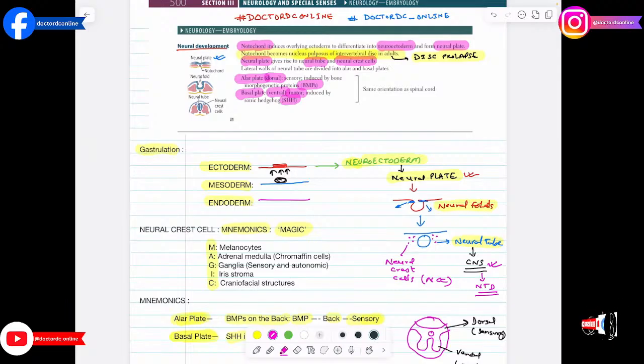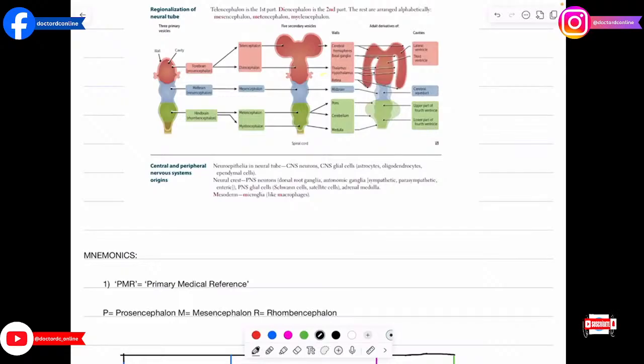Dear friends, in our last video we talked about how the neural plate folds into the neural tube and gives rise to the CNS. Today we shall zoom in on what happens after the neural tube forms, how it regionalizes into different brain vesicles, and how it gives rise to structures of the CNS and PNS. This is very high yield Step 1 material, so get ready to take notes and remember the mnemonics.